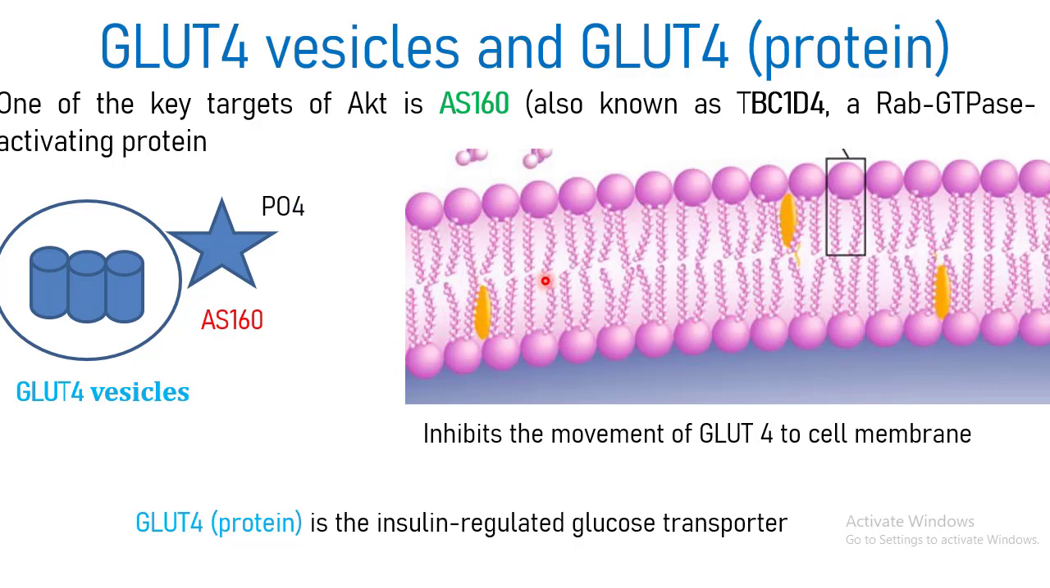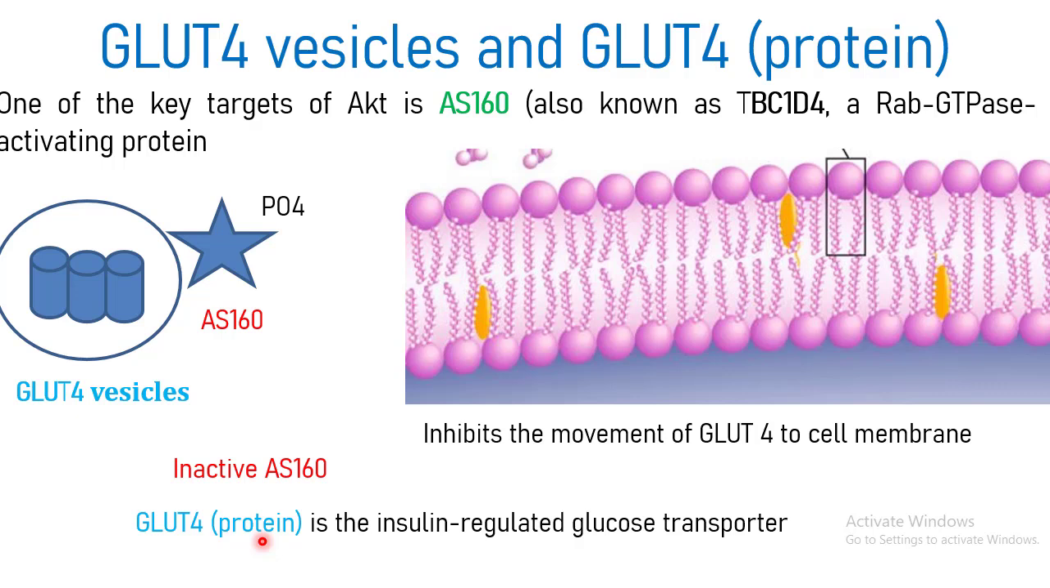Now, what the activated AKT does is it is going to phosphorylate this AS160, and this phosphorylation is actually responsible for the inactivation of the AS160. And when the AS160 gets inactivated, what that means is that you can now move the GLUT4 vesicle towards the plasma membrane, and these GLUT4 proteins can actually come into interaction with the cell membrane, allowing the transport of the glucose into the cell.